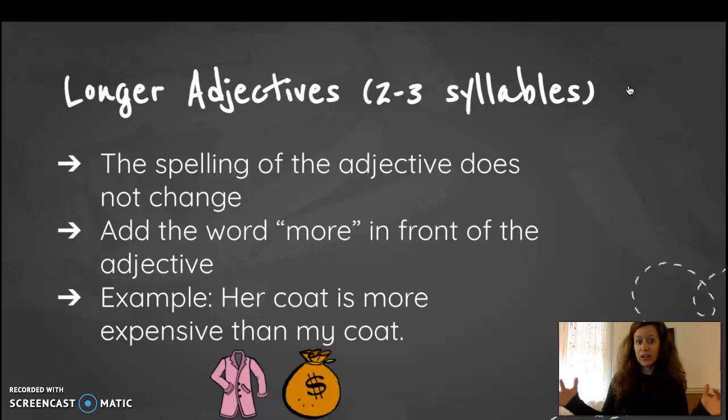For longer adjectives, those with two to three syllables, and the ones with two syllables that don't end in Y, the spelling of the adjective is not going to change. We're going to add the word more in front of the adjective. For example, her coat is more expensive than my coat. So we have the adjective expensive and we've added more in front of it.